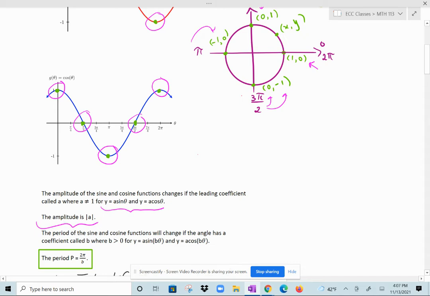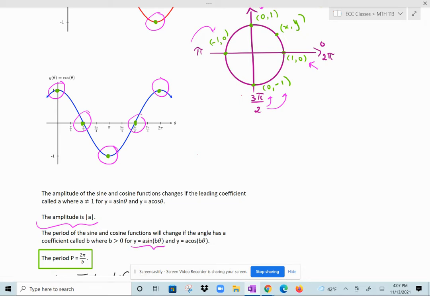And the period can also change. Remember, typically the period is 2 pi units. It takes 2 pi units to go through one wave of the sine or cosine function, the same way as it takes 2 pi units to go around the unit circle once. But the period can change if you have a coefficient in front of the angle. And we're going to call that coefficient B.